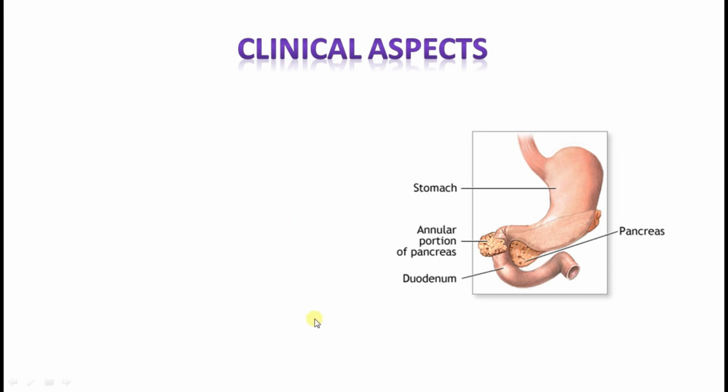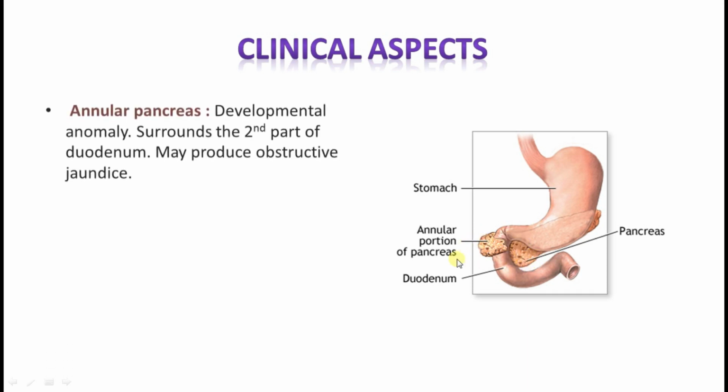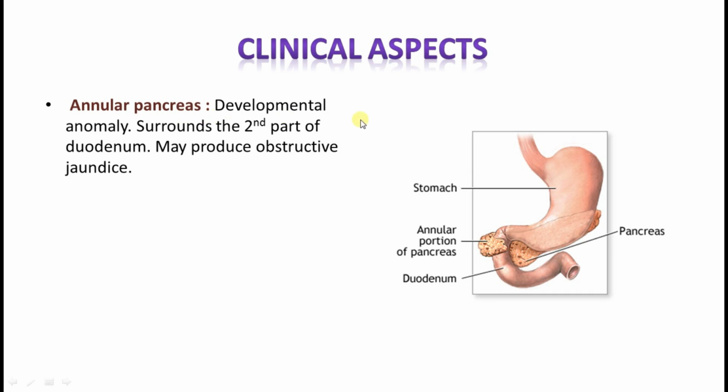Coming to the clinical aspects, annular pancreas. When the ventral bud comes and lies below and behind the dorsal bud, it completely encircles the duodenum, which is called annular pancreas. It surrounds the second part of the duodenum, so it might compress it. Naturally, the bile duct gets compressed, and you might get obstructive jaundice.